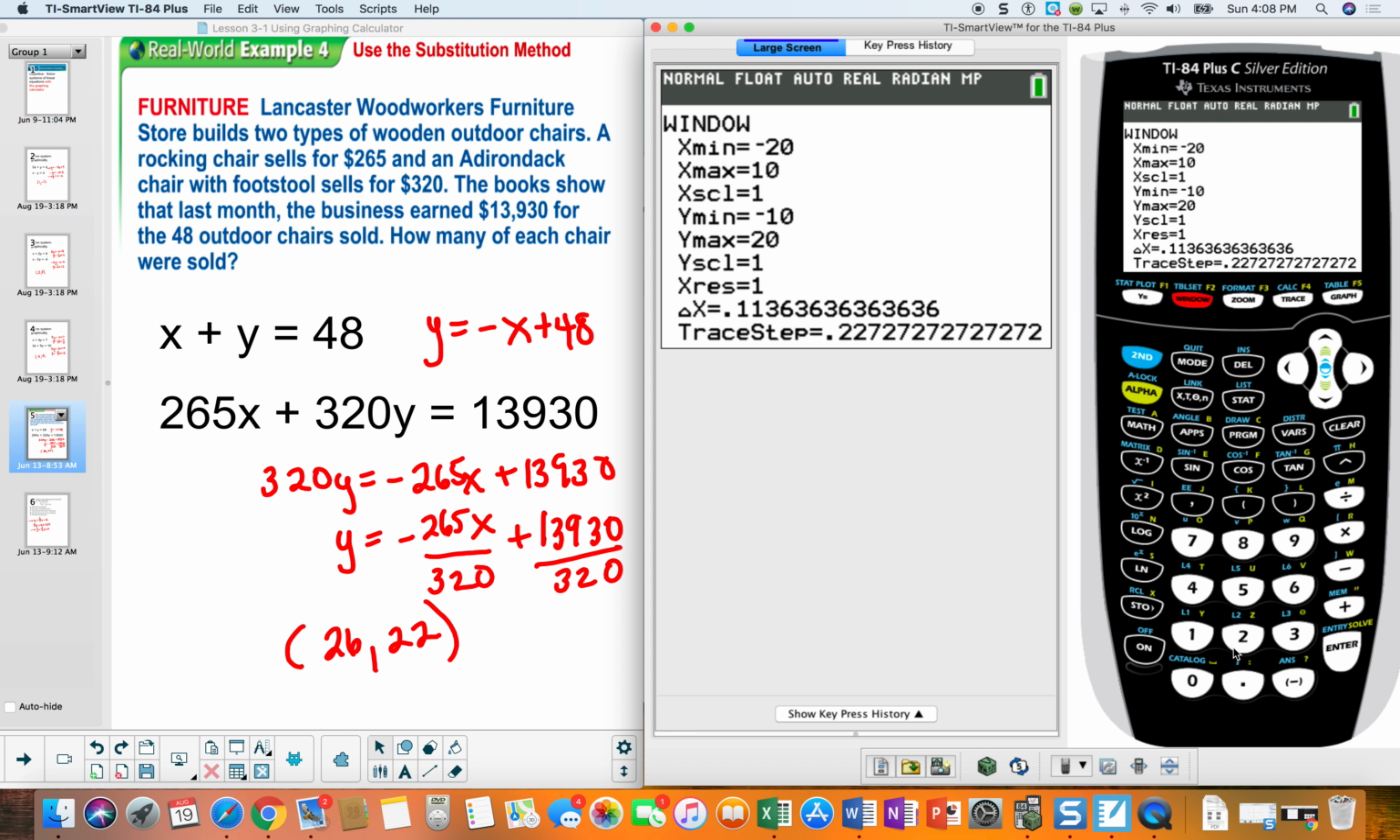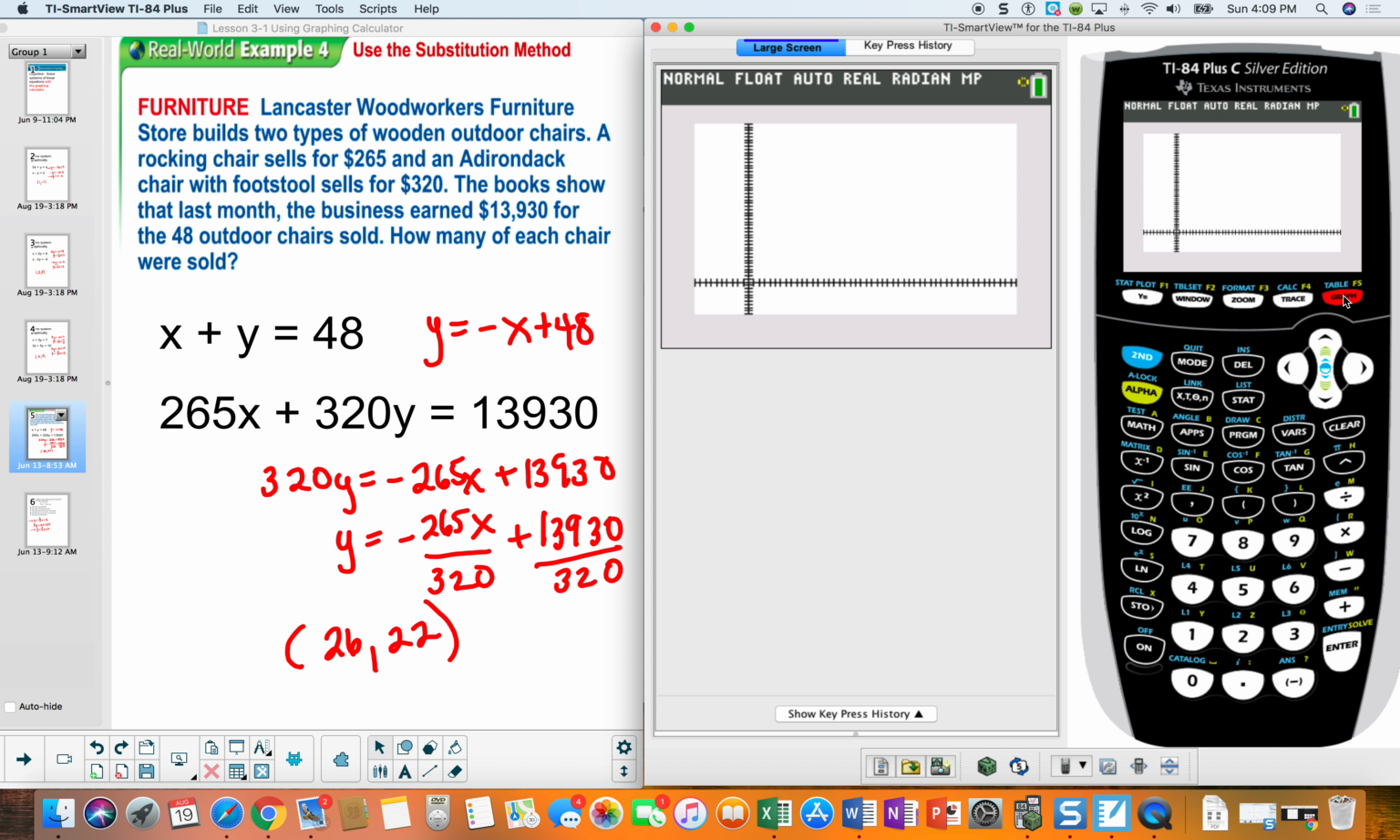I don't need to see that much on the left, so negative 10. And then I want to see a lot of positive x's, so I'm going to go to 50. Go down here. Negative 10 is fine, but I want to see a whole lot of positive y's, so that's 50, and then press graph. And here are our equations that we couldn't see before because our window wasn't good.